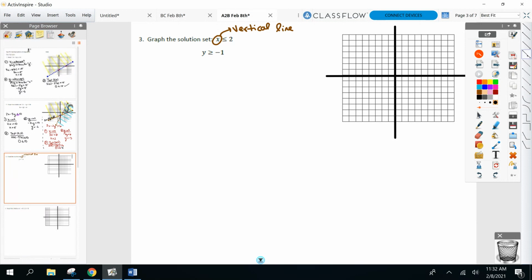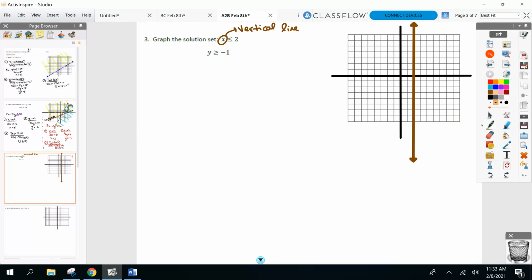Solid or dashed? Anybody, solid or dashed? Solid, yes. So here you go. Solid line going through 2. Vertical, solid line going through 2. And it still needs to be shaded. I don't need to test a point here. Read the inequality. X's are less than or equal to 2.